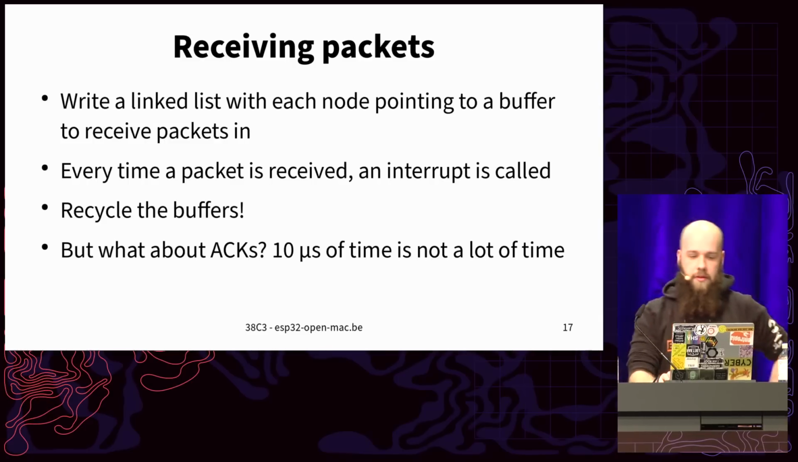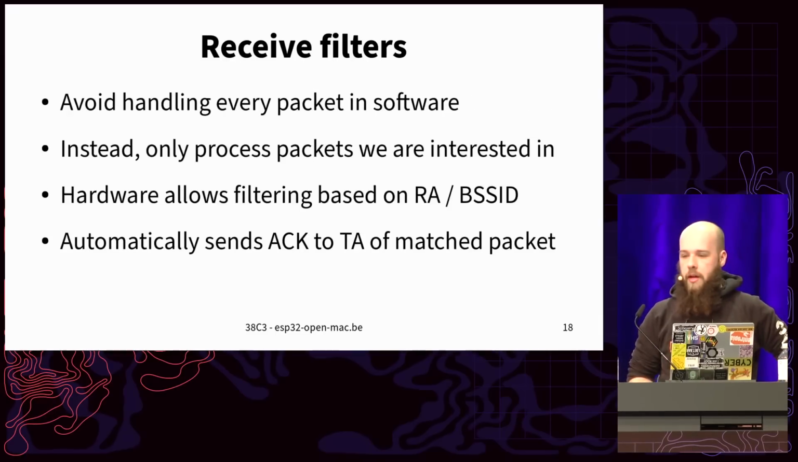Luckily for us, the hardware does it instead of the software, because the Wi-Fi interface has receive filters. So the problem is also that if you have to process every packet on the air, you will get a lot of interrupts and you will waste a lot of CPU time handling packets that you're not even interested in. So the hardware allows us to set receive filters based on the MAC addresses in the packets. And then the hardware will only pass packets to software that match those receive filters. It also automatically sends back an ACK to the transmitter address of the frame, so you don't even have to do that.